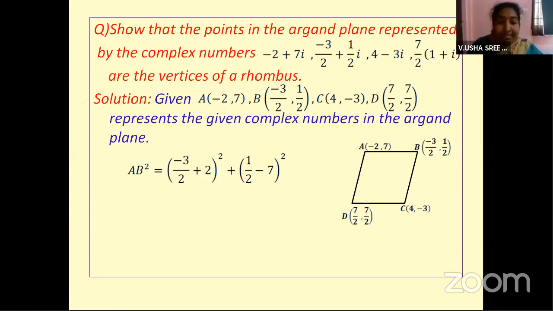If you take LCM, it is 2. So you'll get -3 + 4, which is nothing but (1/2) whole square in the first bracket. And then this is 1 - 14, which is (-13/2) whole square. 1/4 plus 13 whole square is 169, 169/4. So you are getting it as 170/4. AB square is 170/4.